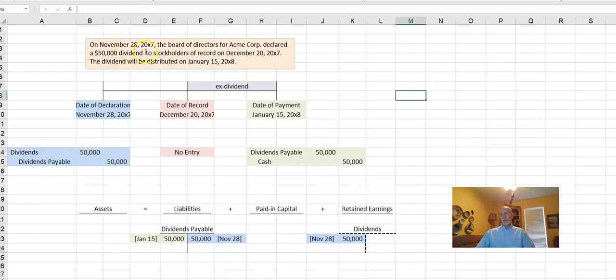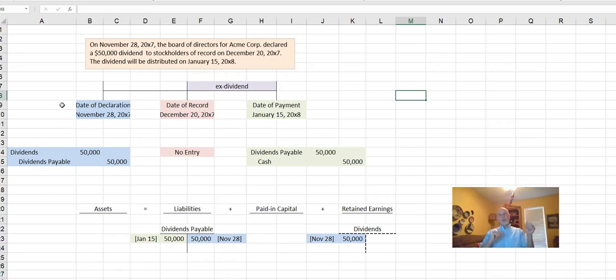On November the 28th, the Board of Directors for Acme Corporation declared a $50,000 dividend to stockholders of record on December 20th, 20X7, and the dividend will be distributed on January 15, 20X8. So we have 3 different dates here. The first one is called the date of declaration, November the 28th. This is the day when the company makes a public declaration or a public announcement that they're going to pay a dividend.